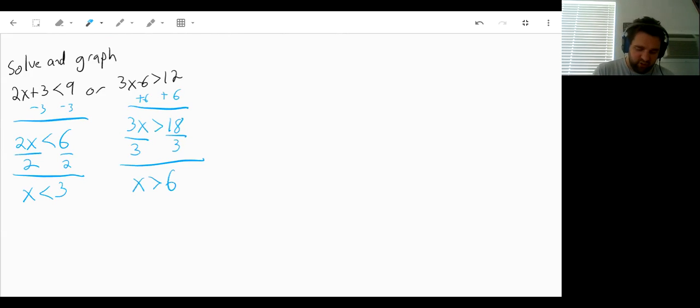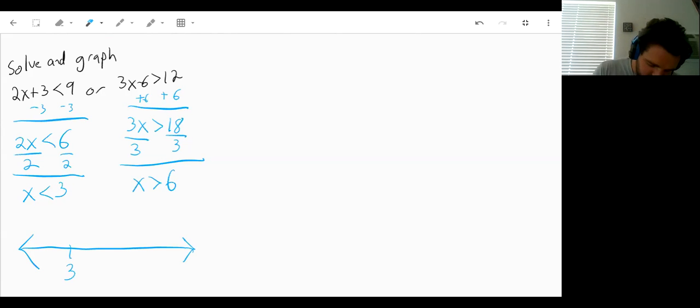So now that we have our 2 different options, we can go ahead and make our number line. 3 is our smaller number, and x has to be the values less than 3. So open circle at 3, arrow going to the left. Or x has to be greater than 6. So at 6, we'll have an open circle, an arrow going to the right.